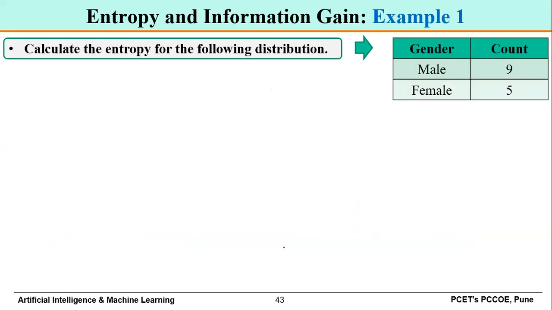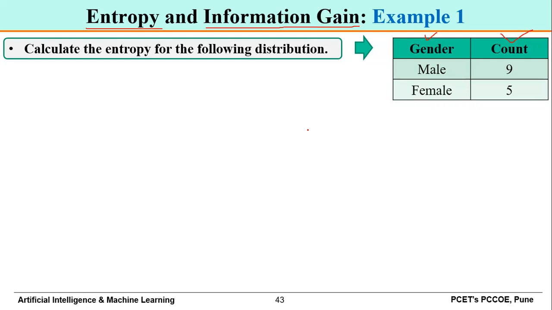So let's take example number 1. Calculate the entropy of the following distribution, where the data, gender and the count, is given to you. Just quickly, we discussed in our previous class that the value of entropy should be as minimum as possible, and the value of information gain should be at the higher end in order to have better decision making.